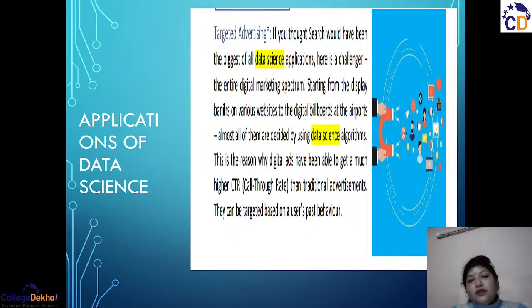Then there is targeted advertising. What is targeted advertising? Like, we have some targets, some banners, some things, like I am a customer and I like some products. So the machine is going to identify my patterns and accordingly it is suggesting me those items only. Obviously, because based on my past pattern, based on my past experience with that particular site, it is going to provide me that type of suggestion itself, right? So this is one of the applications of data science.